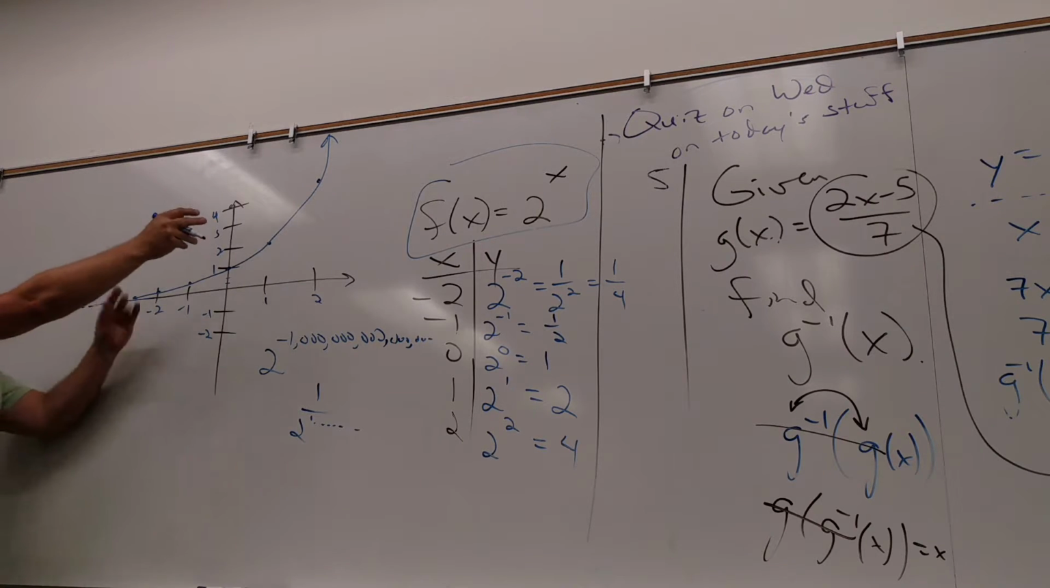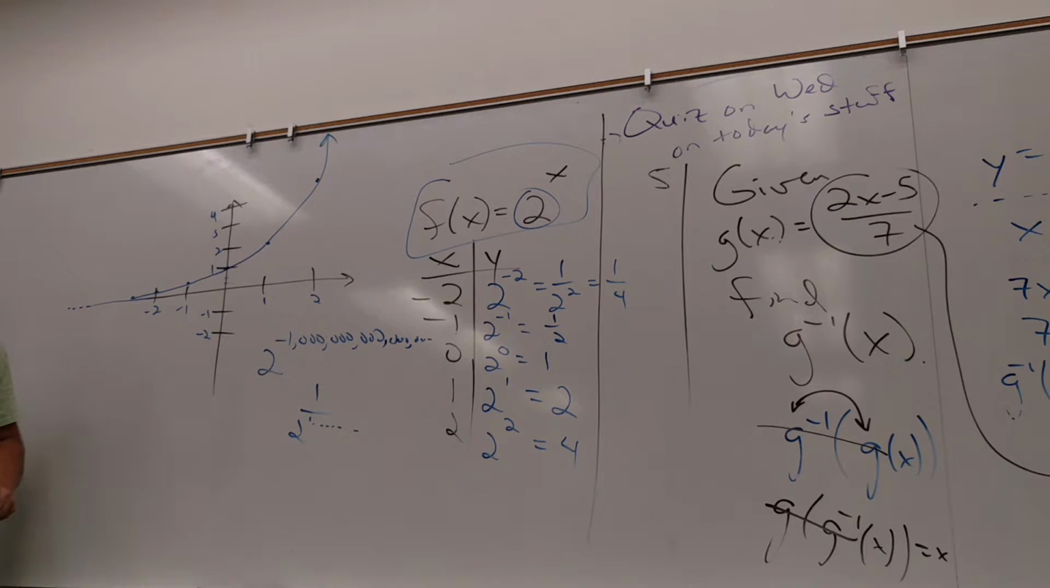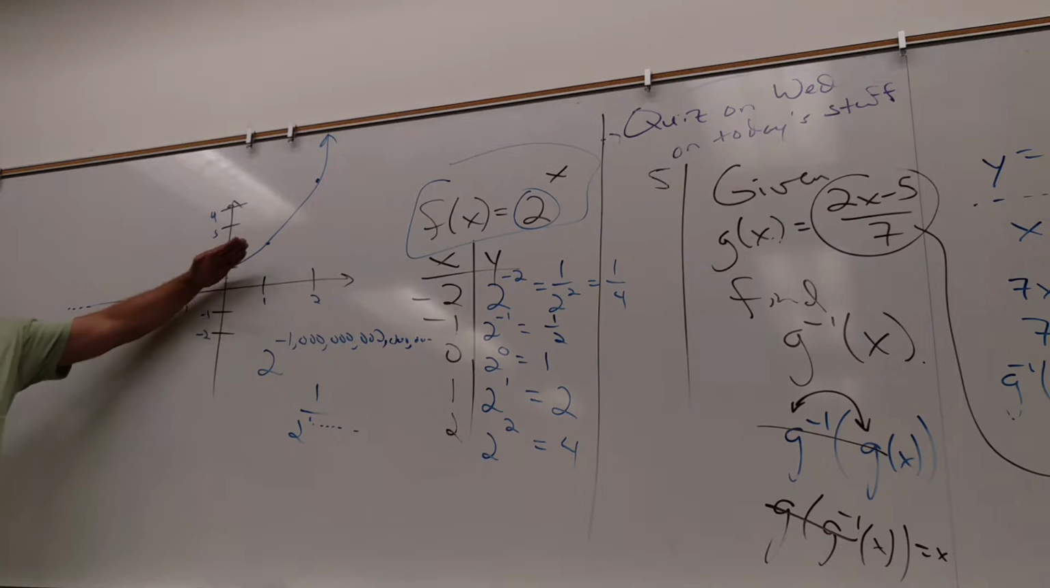So no matter what the base is, what would be different if I made the base 3? Faster. Yeah, it would go up faster.